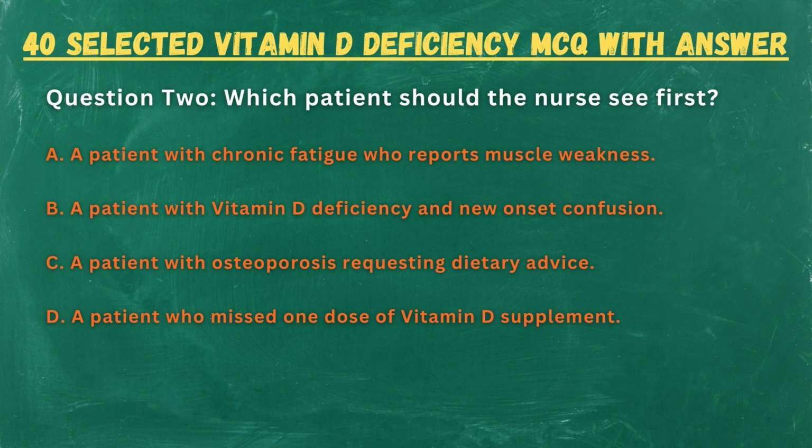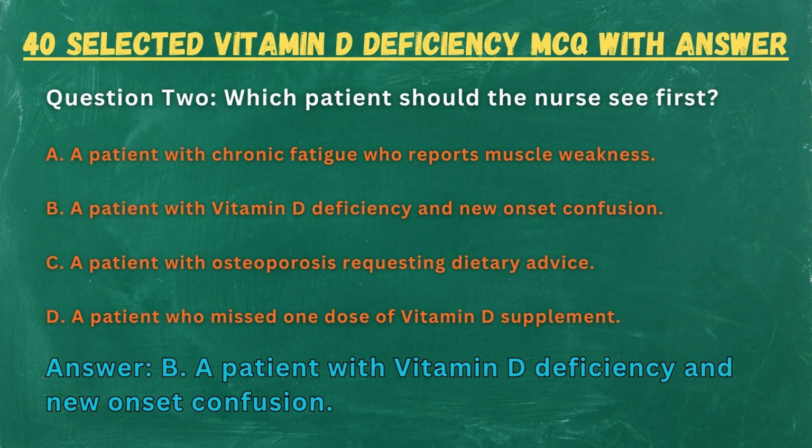A. A patient with chronic fatigue who reports muscle weakness. B. A patient with vitamin D deficiency and new onset confusion. C. A patient with osteoporosis requesting dietary advice. D. A patient who missed one dose of vitamin D supplement. Answer. B. A patient with vitamin D deficiency and new onset confusion.